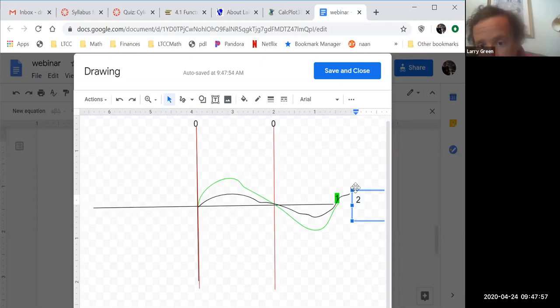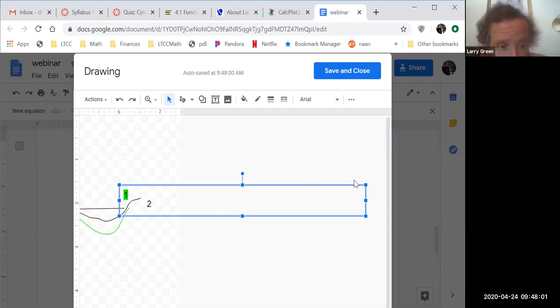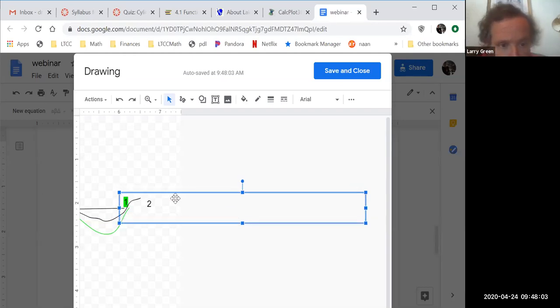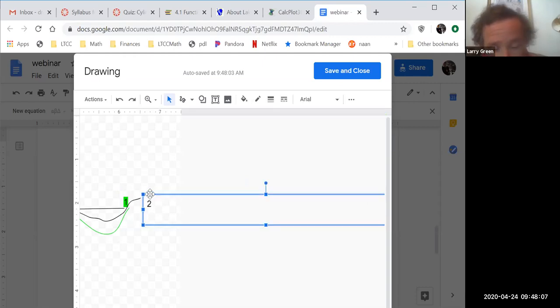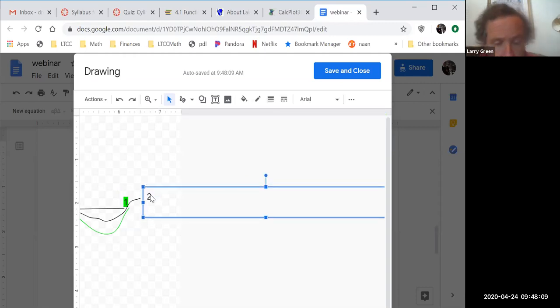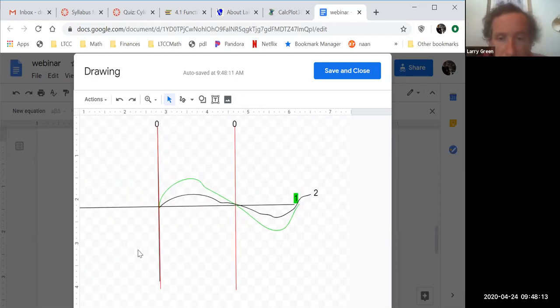We'll let it be black. Oops. Any questions on that? Again, this is not a perfect sine curve. If I wanted it to be a lot prettier, what would I do?